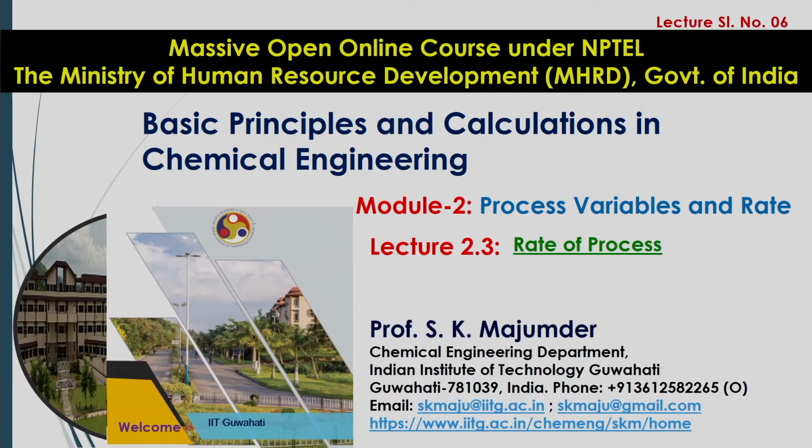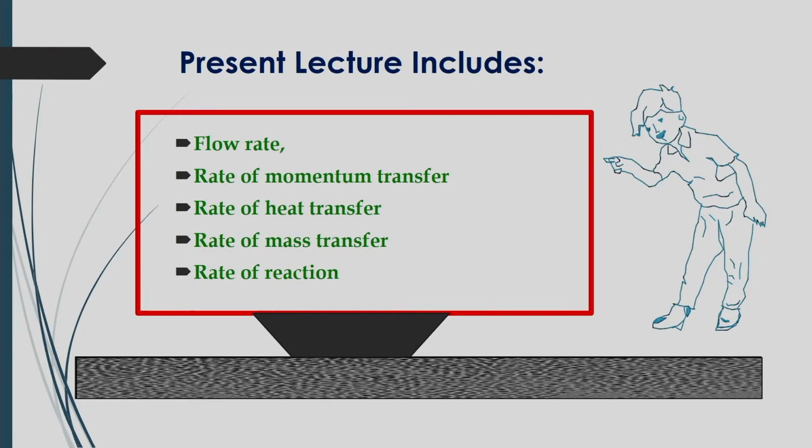Welcome to the Massive Open Online Course on basic principles and calculations in chemical engineering. So, we are discussing the process variables and rate under module 2. Now, under this module 2, in this lecture we will try to discuss the rate of processes. This lecture will include the flow rate, rate of momentum transfer, rate of heat transfer, rate of mass transfer, and also the rate of reaction.